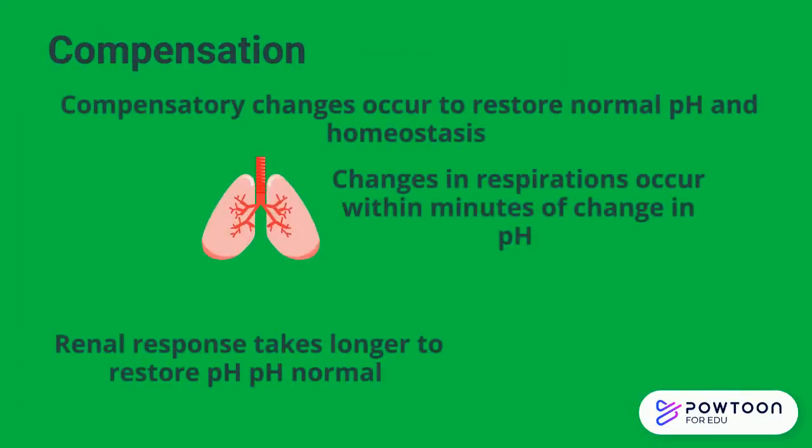Compensation happens when one system tries to repair the damage that's kind of being done by the other system. For example, if the kidneys are causing the acid-base imbalance, the respiratory system is going to try to fix it. And if they are successful, that's called compensated.